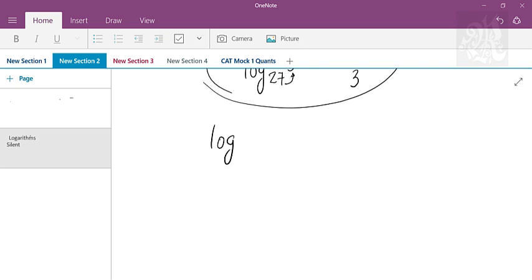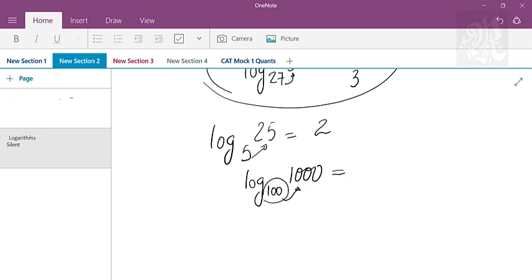Let's say I have log of 25 to the base 5. It's very simple. What power of 5 gives you 25? 2. Right? Let's say I have log of 1000 to the base 100. Now there's an issue, not a big one, however. 100 raised to what gives you 1000? You have no idea, because the first power of 100 is 100, and then you have 10,000. So what you do is, you say the square root of 100 is 10, so I write a 2 this way, and cubing 10 gives you 1000, so I write a 3 here. So log of 1000 to the base 100 is 3 by 2.